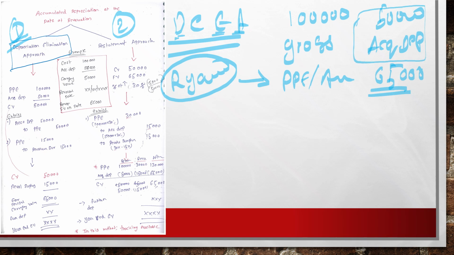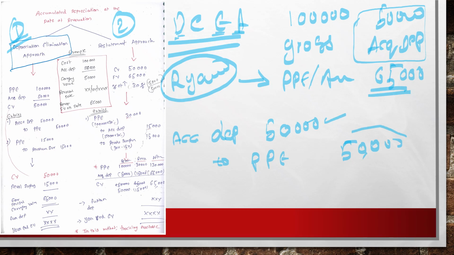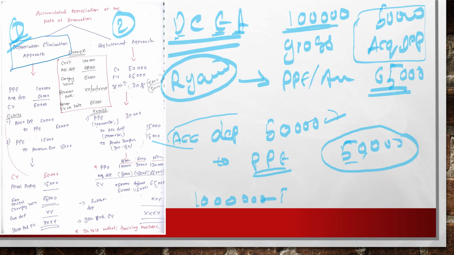So how should you eliminate? You just reverse that entry. Generally, provision was on the credit side. You just delete it. Accumulated depreciation 50,000 to PPE 50k. If you delete this accumulated depreciation, your PPE value should reduce to 50,000, because 1 lakh is your gross amount. Now you reversed the entire PPE to the extent of accumulated depreciation available in your books till the revaluation year, that you eliminate. Then your value should be 1 lakh minus 50,000.